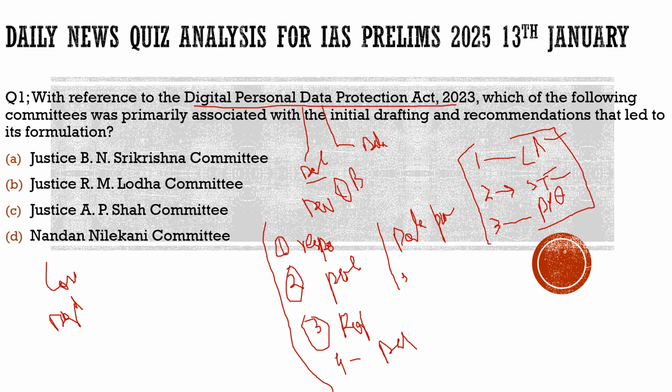Now with this, let's try to solve this question and get more idea about the Digital Personal Data Protection Act 2023. Here the question says, with reference to the Digital Personal Data Protection Act 2023, which of the following committees was primarily associated with the initial drafting and recommendation that led to its formation? So here we need to know which committee recommended the drafting of the Digital Personal Data Protection Act.